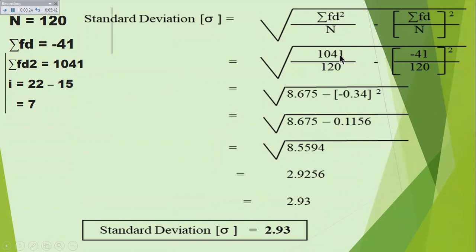So we have to plug in the values. Summation FD square, we know, is 1041, and N is 120. Summation FD is minus 41 and N is 120. We have to do the division first. 41 divided by 120, the answer is 0.34, and its square is 0.1156. The minus sign is related to the formula. Then 1041 divided by 120, the answer is 8.675. 8.675 minus 0.1156, the answer is 8.559194, and its root is 2.9256. If the third digit is 5 or more, then we add 1 to the second digit. Hence, the answer is 2.93, and our standard deviation is 2.93.